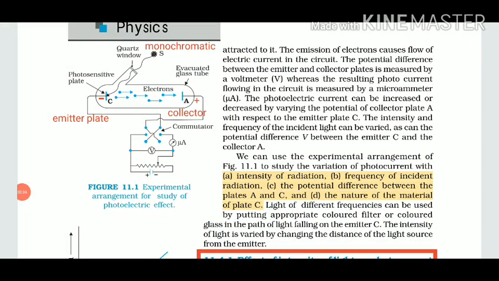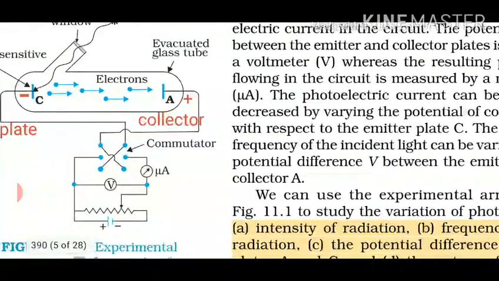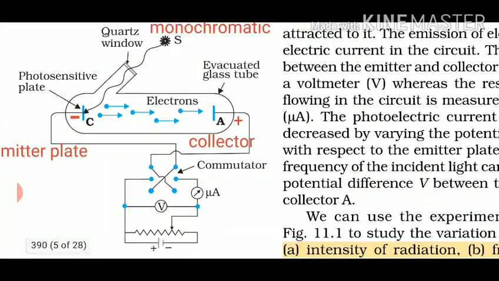In the previous video lecture, we started chapter 11, which is dual nature of radiation and matter. I told you about the experimental arrangement for the study of photoelectric effect. As you can see in the diagram, I have also told you that electrons will be emitted when any light falls on this cathode plate C, which is also called the emitter plate.